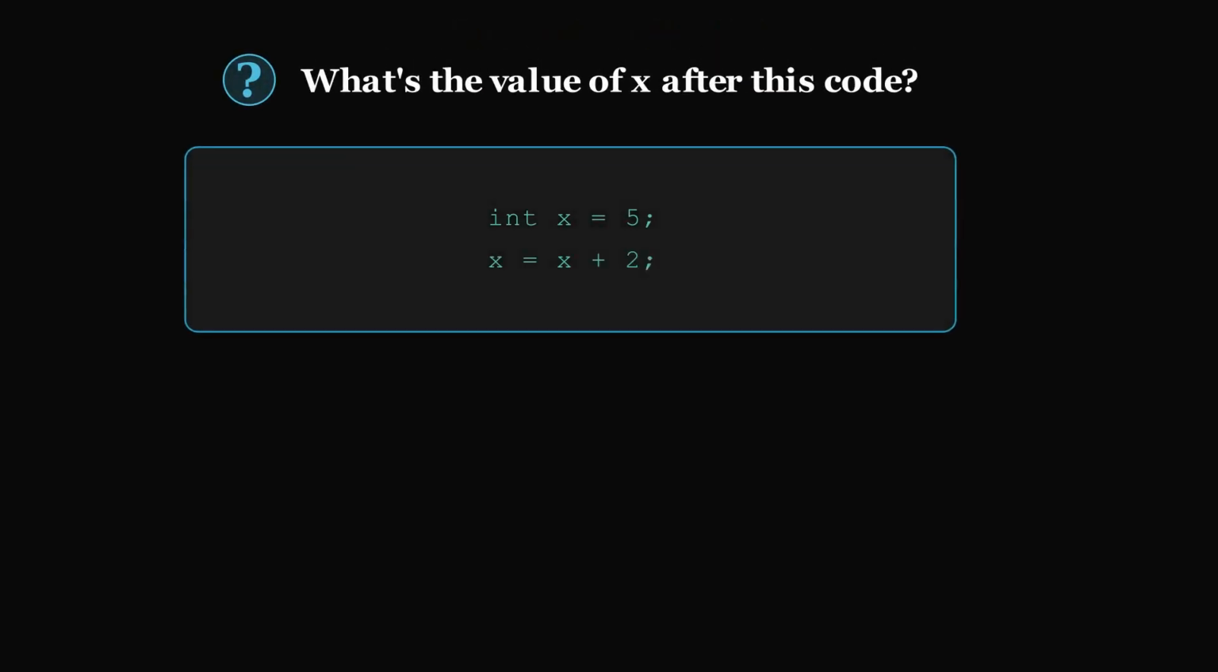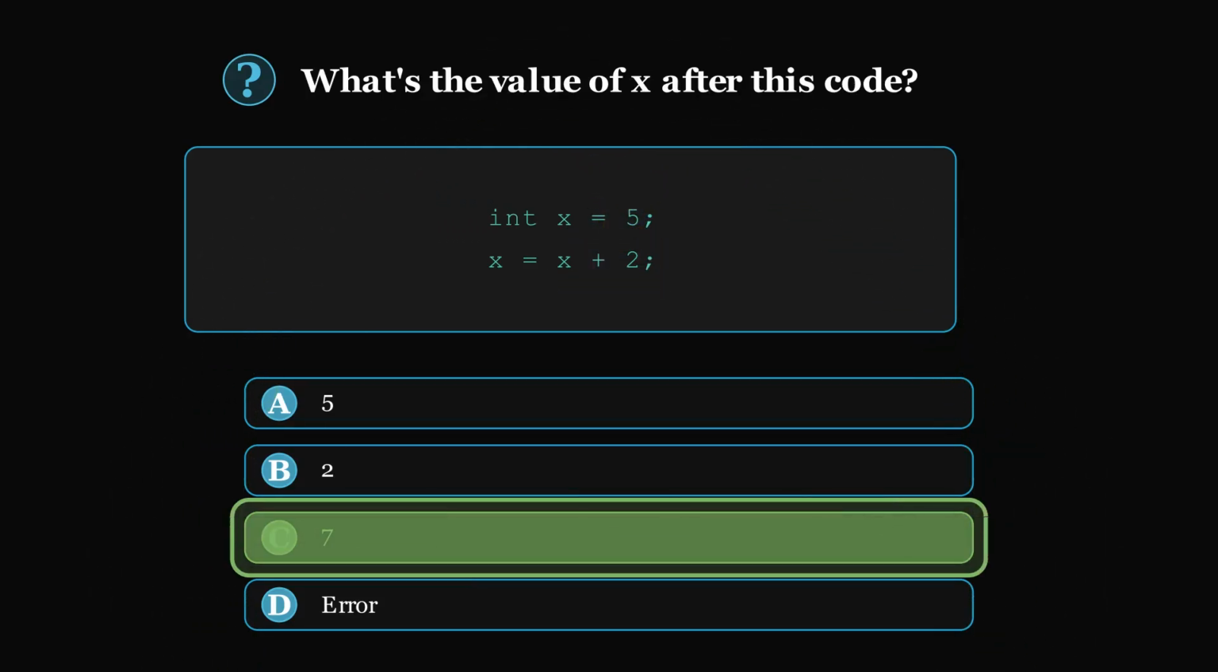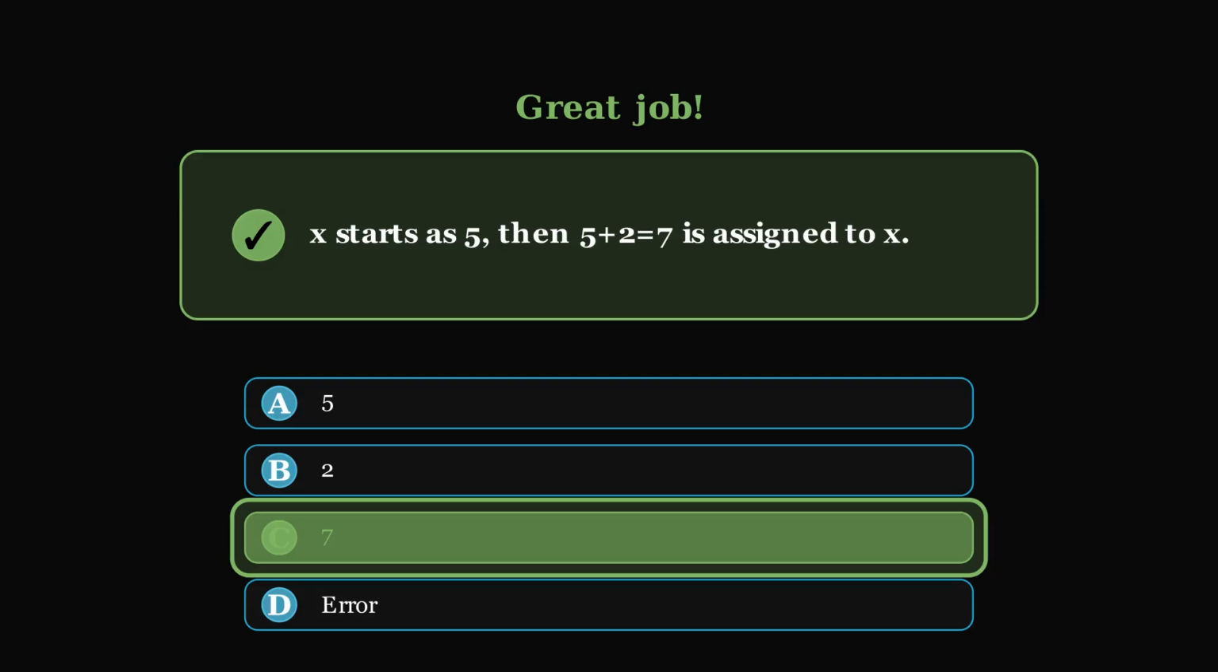What's the value of x after this code? Which one is correct? The correct answer is x starts as 5, then 5 plus 2 equals 7 is assigned to x.